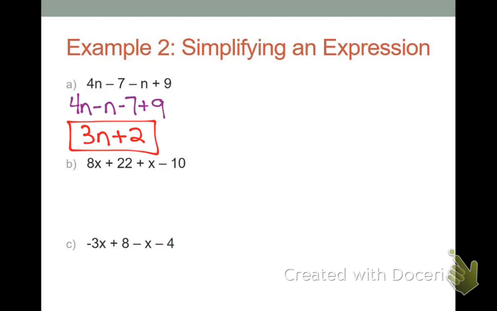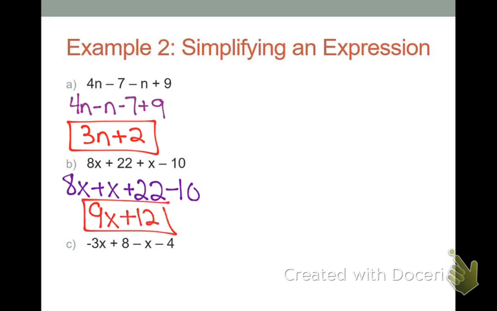3n plus 2. All right, I want you to try B now. So use the commutative property. When you copy it down on your paper, you should be grouping your like terms together so you can simplify. Okay, so on B, I group my x's. What's 8x plus x? 9x. And what's 22 minus 10? 12. All right, who got 9x plus 12?